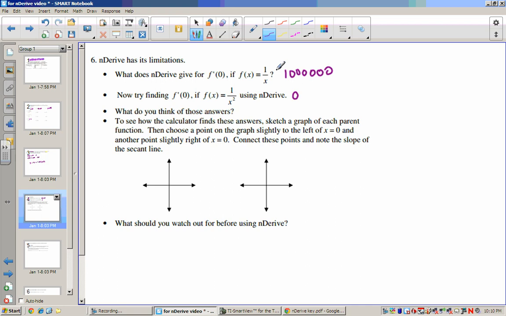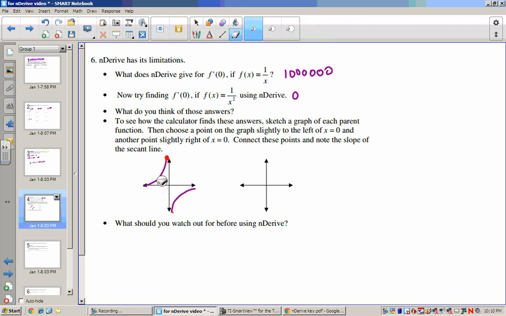You should be bothered by these. You should realize that these functions have vertical asymptotes. So let's start with 1 over x. So 1 over x looks like this and like this. And we can see that it is not continuous at 0. Therefore, it does not have a derivative there. So how did it get this number 1 million? Well, what the calculator does is it takes this point here and this, oh, you know what?